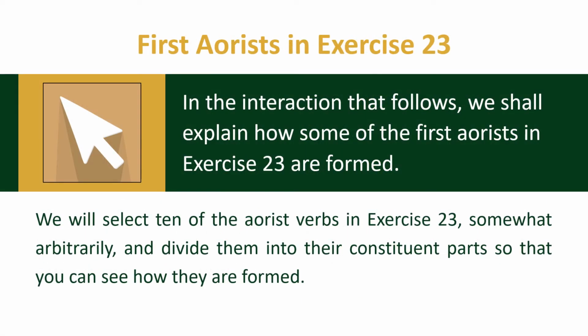Now let us examine some of the first aorist forms we find in exercise 23. We are going to select 10 aorist verbs that come up in exercise 23, somewhat arbitrarily, and divide them into their constituent parts so that you can see how the first aorist is formed. This is an invaluable exercise that will help you immensely with recognizing unfamiliar forms. We encourage you to do the same with verbs that you encounter while reading the Greek New Testament.